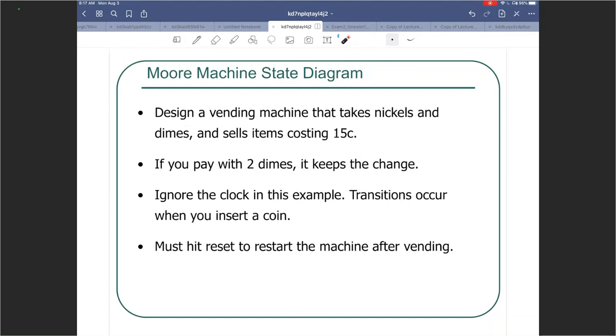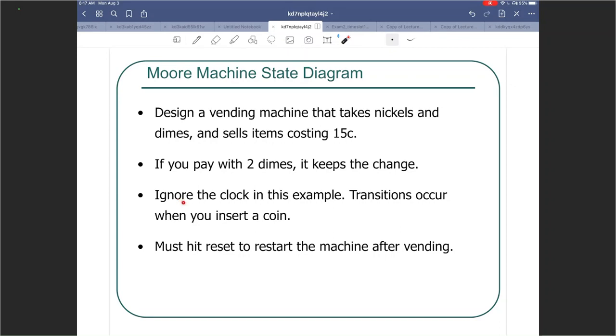And in order to do this, and this was our first finite state machine design problem, we made certain assumptions to keep things simple. So for example, the first assumption we made was if the user of this vending machine pays 2 dimes, then the machine is going to keep the change. So it's not going to return back the 5 cents because the item itself costs 15 cents. And there are only 2 inputs, nickels and dimes.